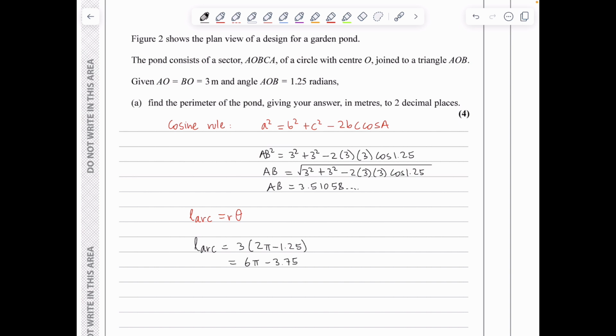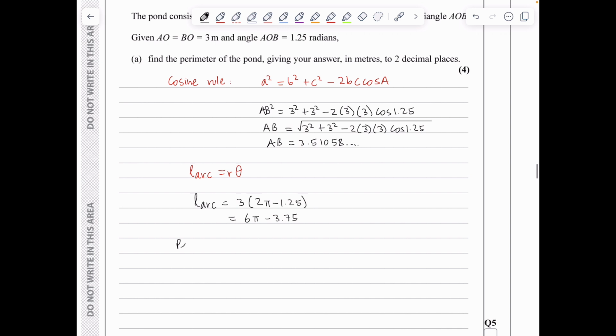And therefore, to find the perimeter, I simply need to add the two numbers. So for the perimeter, I'll be doing 3.51058... plus 6 pi minus the 3.75, which gives an answer of 18.61 meters.